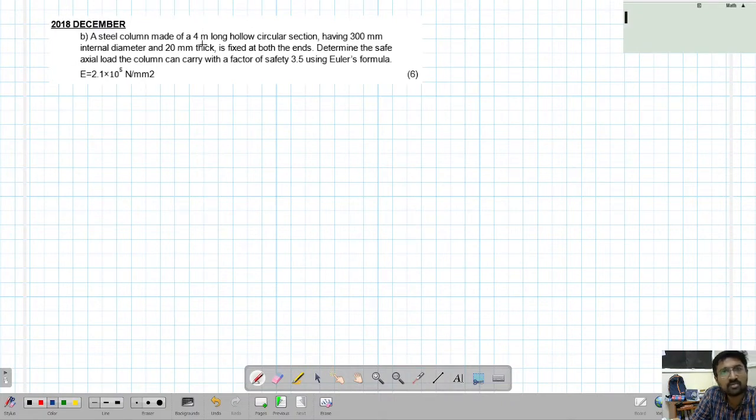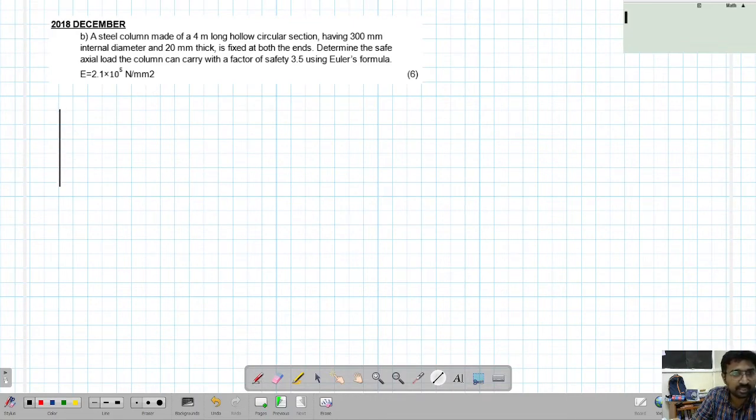A steel column made of 4 meter long hollow circular section having 300 millimeter internal diameter and 20 mm thickness is fixed at both ends. Determine the safe axial load the column can carry with a factor of safety 3.5 using Euler's formula. E is also given. So we can just see what all values are given.